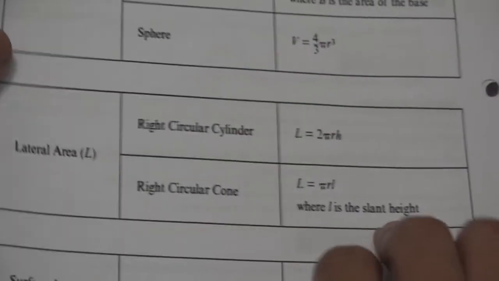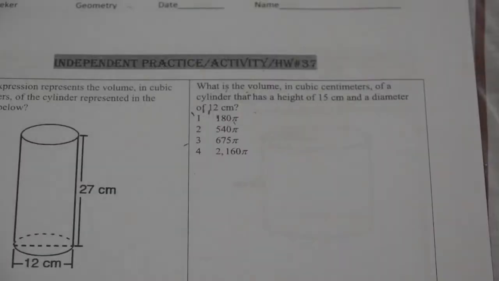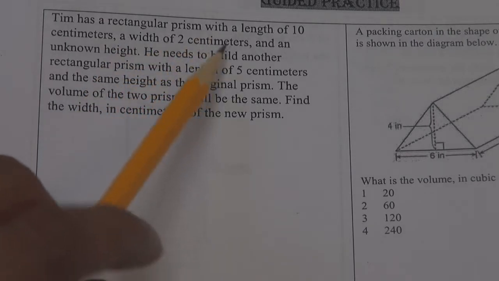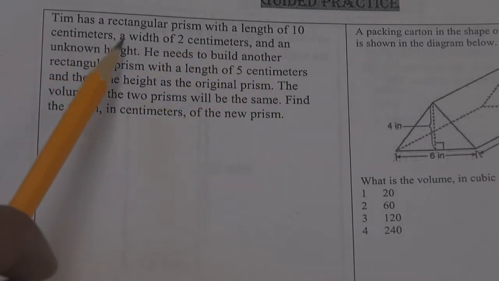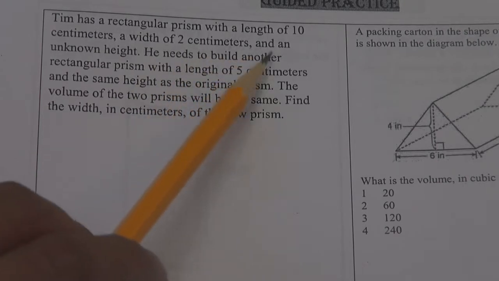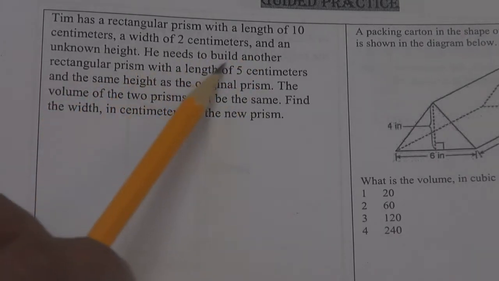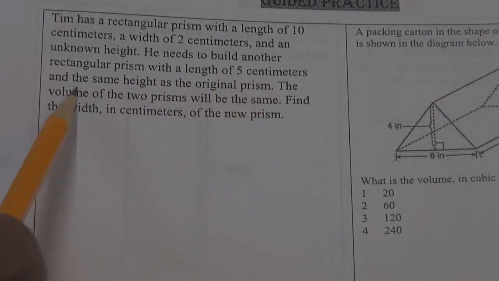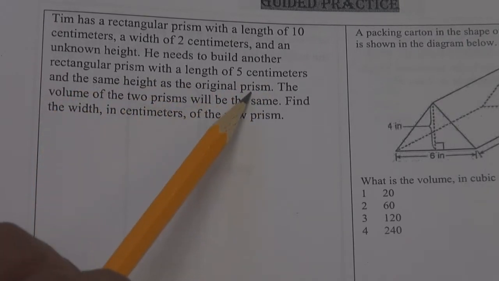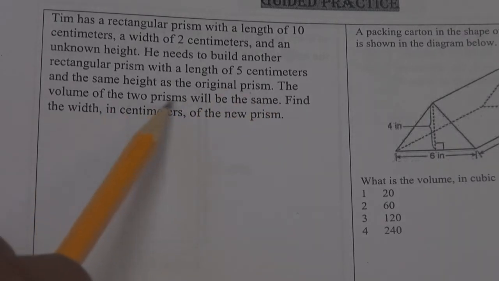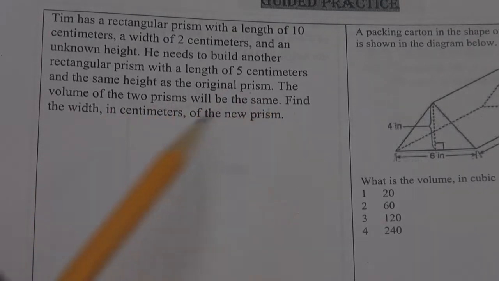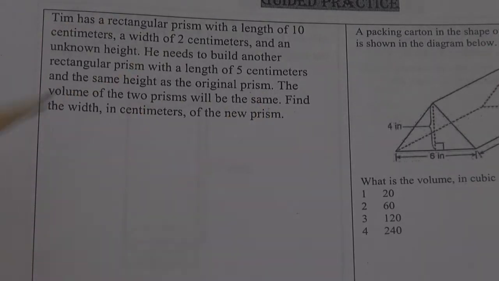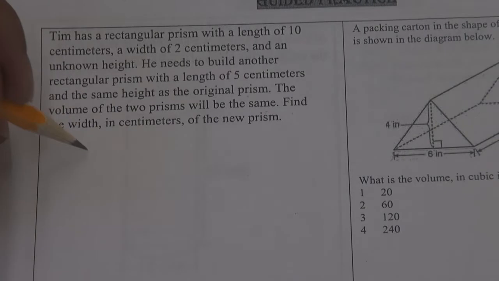All right, so let's start cooking over here. The first problem says, Tim has a rectangular prism with a length of 10 centimeters, a width of 2 centimeters, and an unknown height. He needs to build another rectangular prism with a length of 5 centimeters and the same height as the original prism. The volume of the two prisms will be the same. Find the width in centimeters of the new prism. They want me to find the width. First of all, a rectangular prism, they look like this.